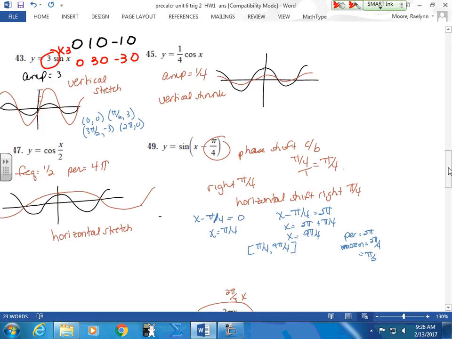This one took your cosine curve and shrunk it. It's a vertical shrink by a factor of 1/4. Graham had a good point. This one is the same as 1/2 x. My amplitude stays the same, but my frequency changed.